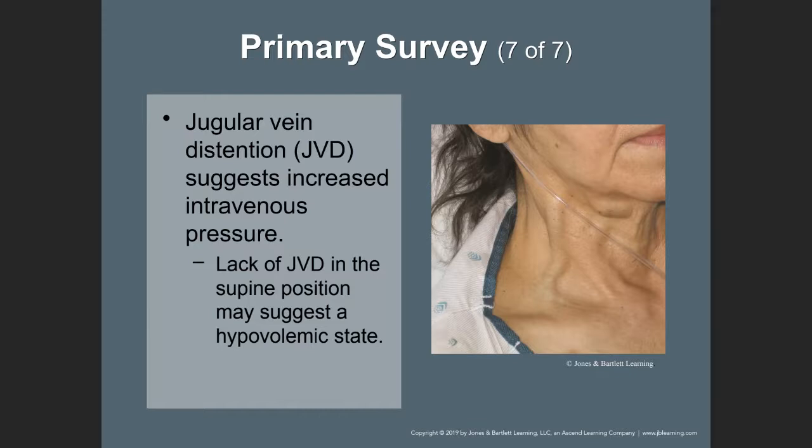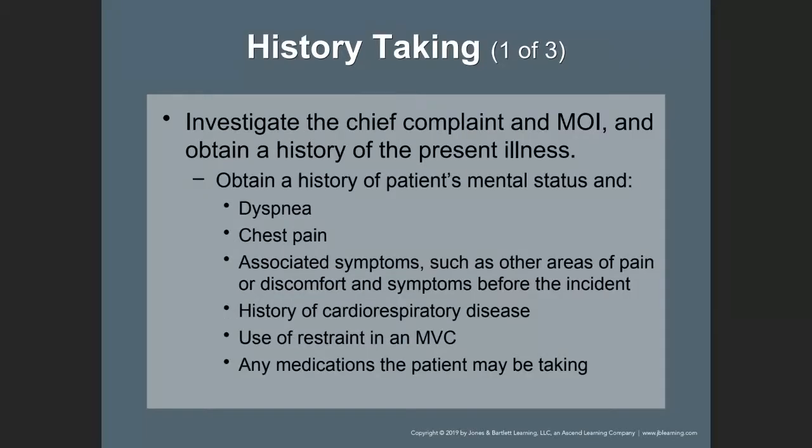Jugular vein distension suggests increased intravenous pressure. Lack of JVD in a supine patient may suggest a hypovolemic state. After the primary survey is completed, the next phase of the assessment is the history taking.